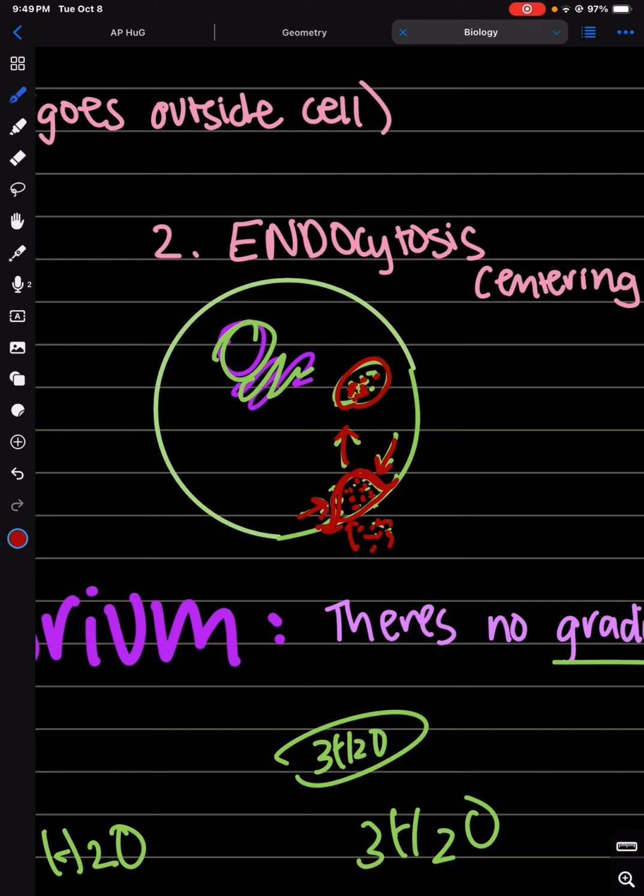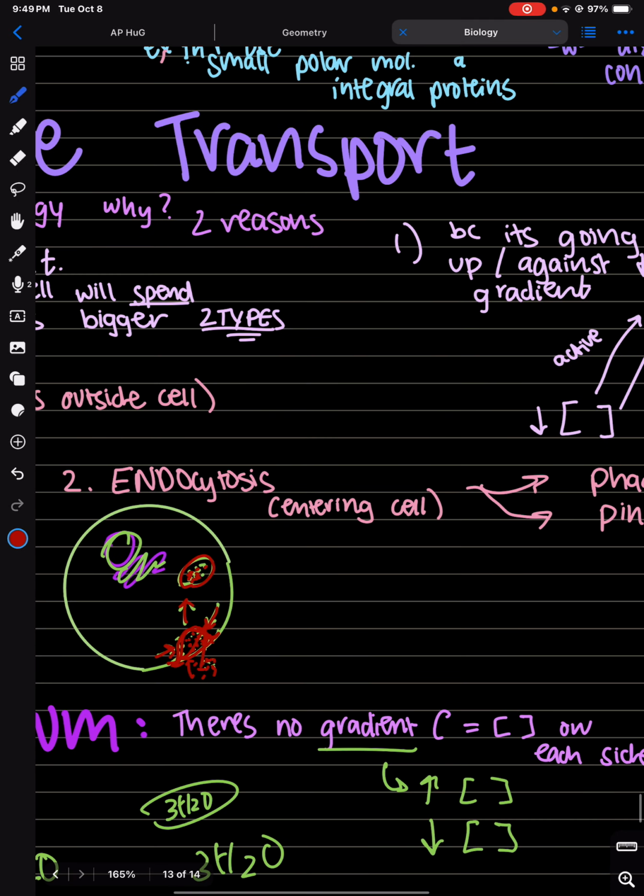Exocytosis. Yeah, it's basically the material of the cell by infolding or the creation of pockets like this. There are two different types of endocytosis.